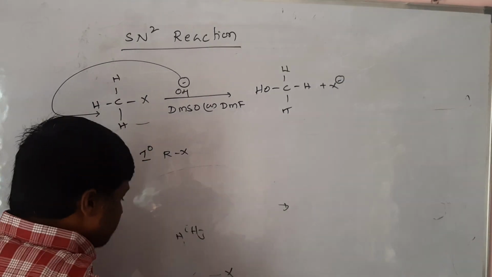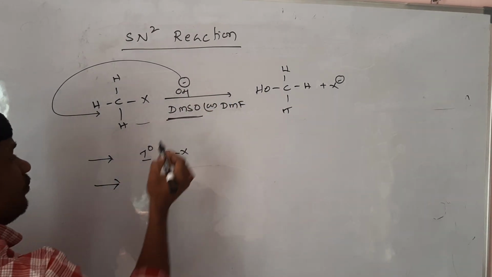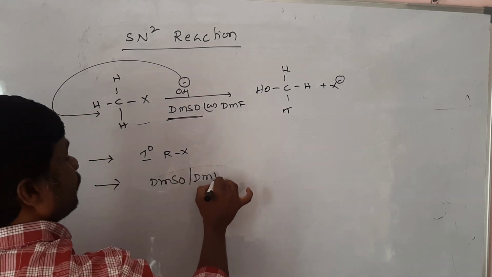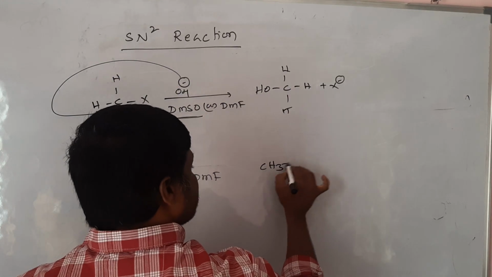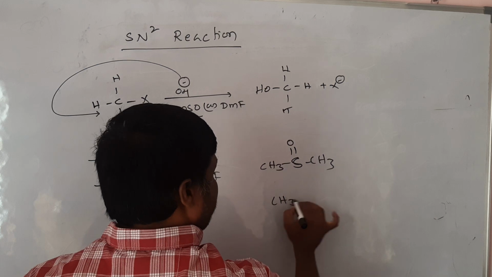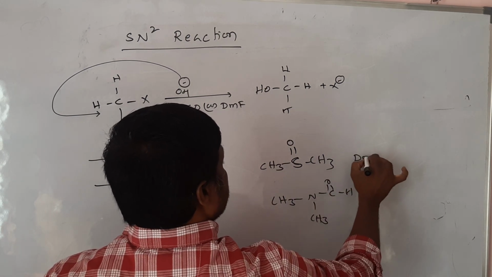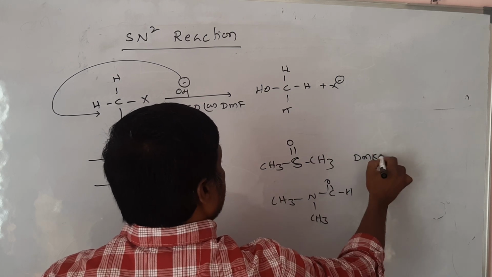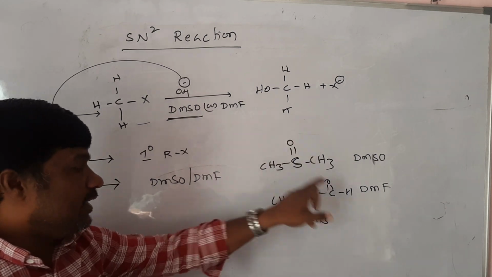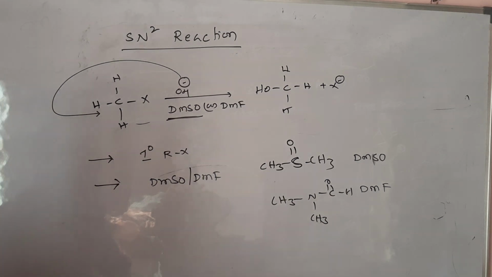Another point is that this reaction proceeds in a solvent like DMSO or DMF. DMSO means dimethyl sulfoxide, and DMF means N,N-dimethylformamide. This is DMSO, dimethyl sulfoxide, and this is DMF, N,N-dimethylformamide. These are solvents.